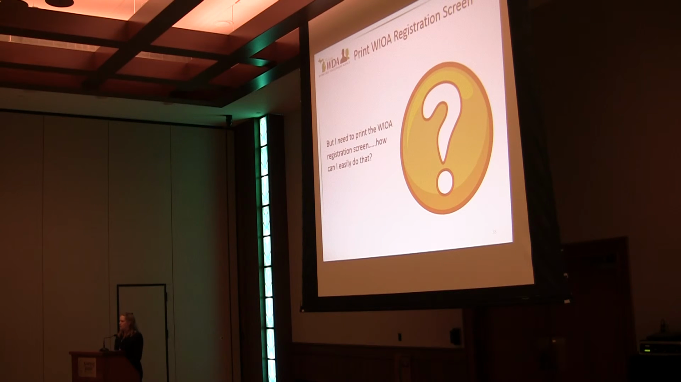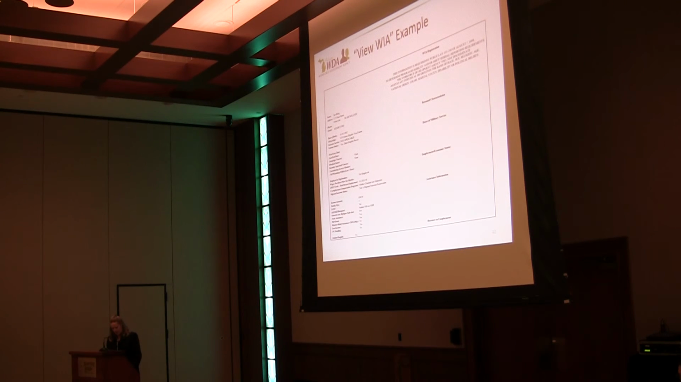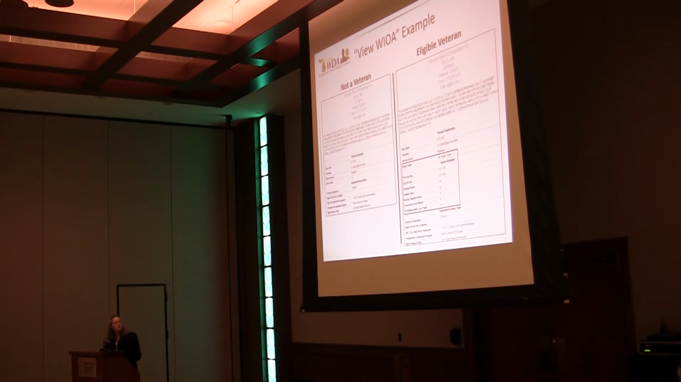Okay, so some of you are probably thinking, well, how do I print this wonderful thing? So to easily print the WIOA registration screen, you're probably familiar with the View WIA button, how it is now. The View WIOA is the easy way and the recommended way to print the registration screen. This is how it is now, and it's an old text screen. It's broken into sections. It's not aligned very good. It's not very pretty. And how it is now, it's more organized. It's prettier.